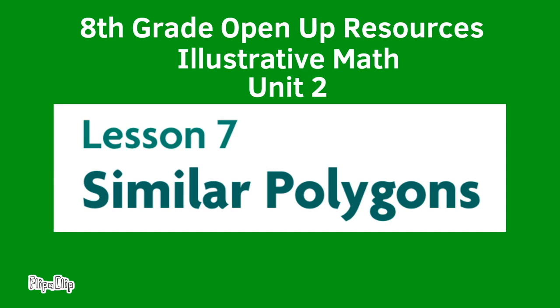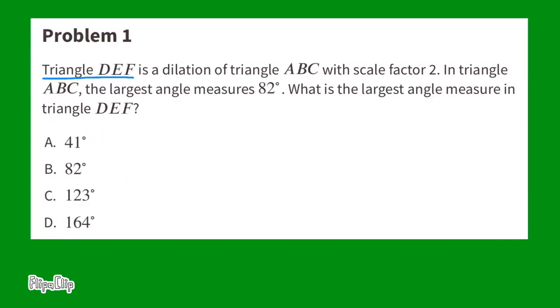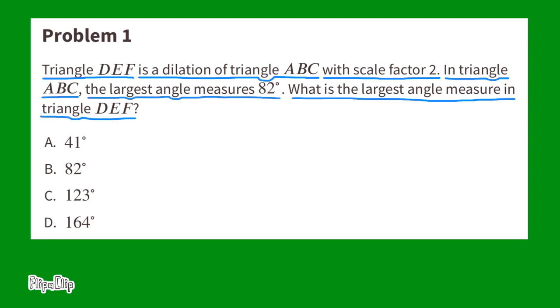Eighth grade open up resources, Illustrative Math, Unit 2, Lesson 7, Similar Polygons. Problem number 1. Triangle DEF is a dilation of triangle ABC with scale factor 2. In triangle ABC, the largest angle measures 82 degrees. What is the largest angle measure in triangle DEF?